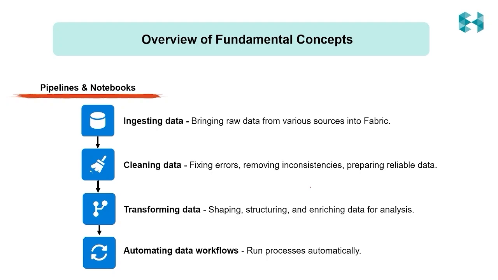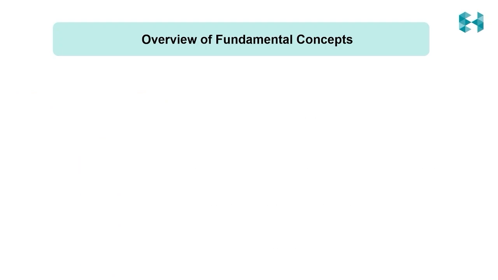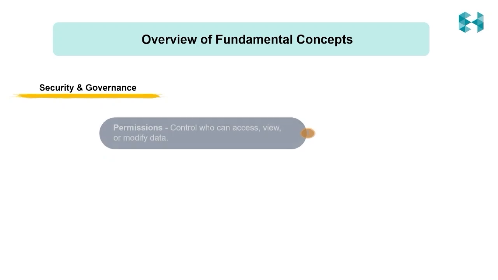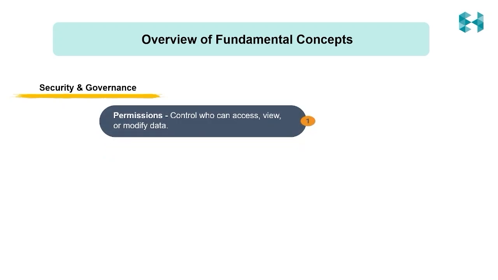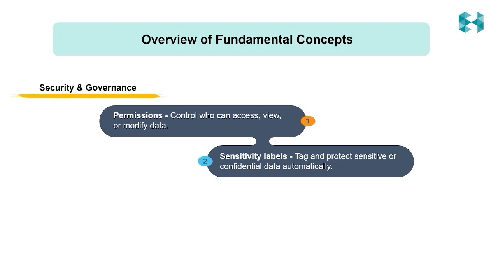Likewise, pipelines automate processes and notebooks help in code-based transformation and ML. Next we have security and governance. Fabric integrates with Microsoft Purview to apply permissions so that it can help you control who can access, view, and modify data. Then sensitivity labels, which tag and protect sensitive and confidential data automatically.